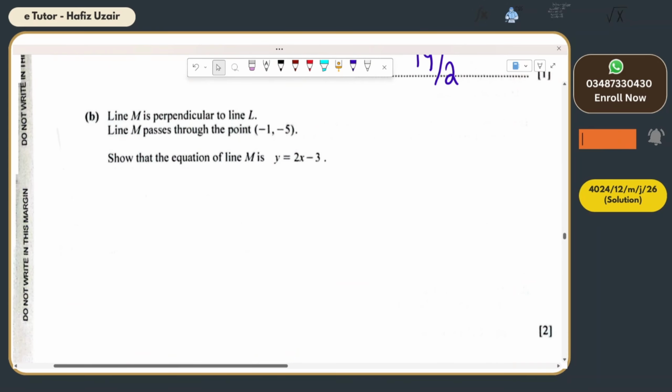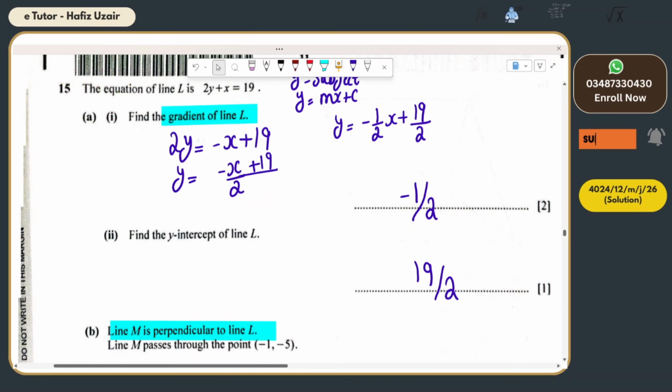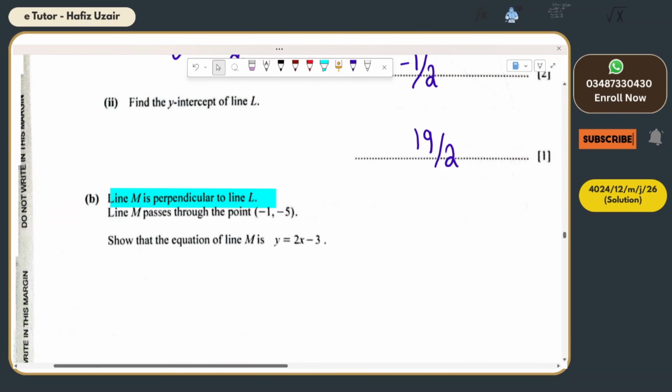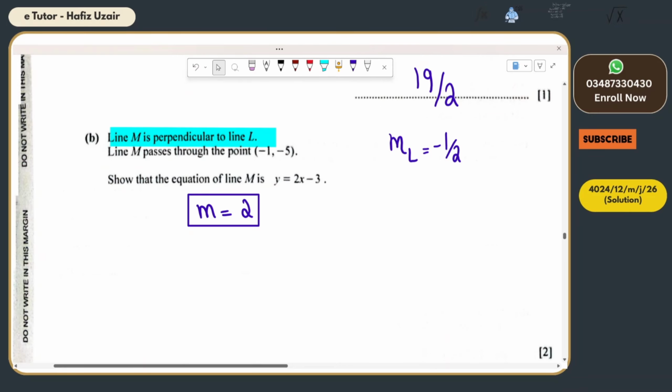Let's move to the next part of question number 15. Line M is perpendicular to line L. So that means the gradient of line M is the negative reciprocal of the gradient of line L. So what is the gradient of line L? The gradient of line L is minus 1 over 2. So what will be the gradient of line M? That will be the negative reciprocal, so m is equal to 2. All right. So we have the gradient for line M.